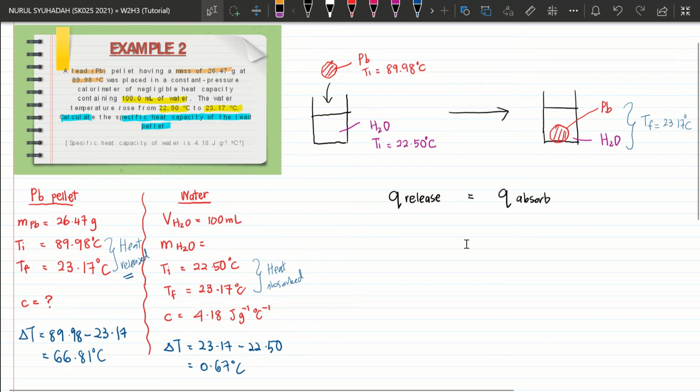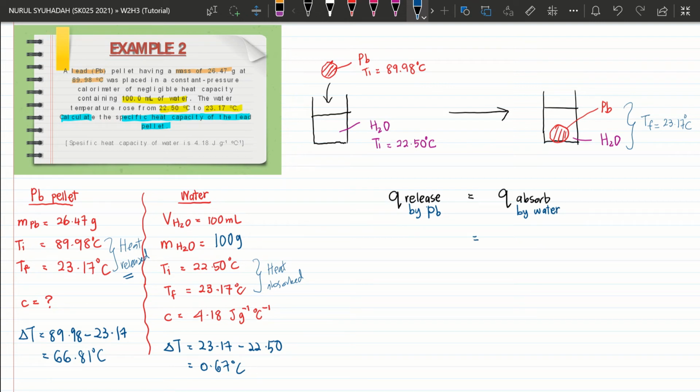To use Q equals MC delta T, we need the mass of water. What is given to you is 100 ml volume. By using the density of water as 1 gram per ml, we can say that the mass of water is 100 gram. Once we have all the information, we can put it inside the equation. Like I said, the equation must be specific. So who released the heat? Q released by PB. Please make sure you write down exactly like I did. And Q absorbed by water.